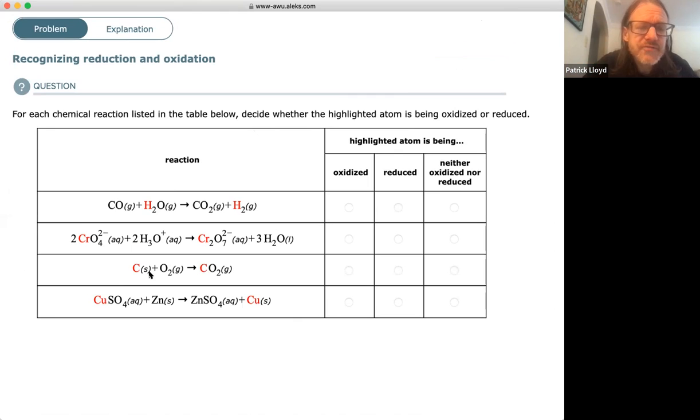So notice there's 4 equations in this problem set. Some of them are redox reactions, some are not. Probably just looking at it, it looks to me as though they're all redox reactions. So if you find out that nothing is oxidized or reduced, then you just select this one over here on the right. But it looks like they all are. But so let's go through it.